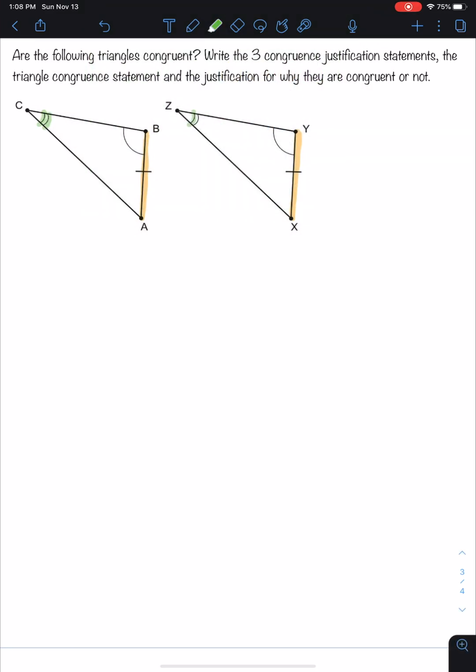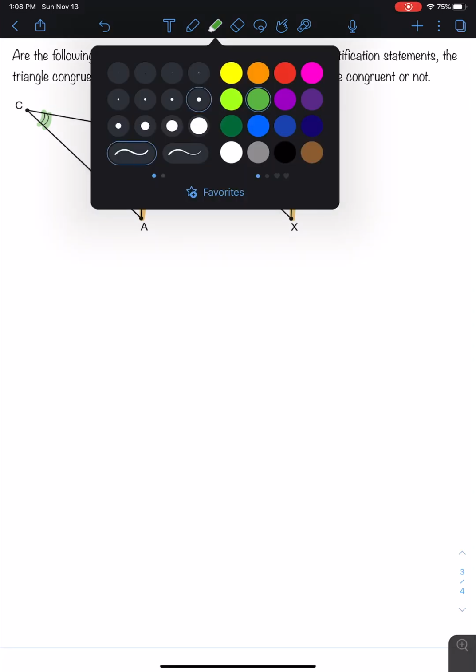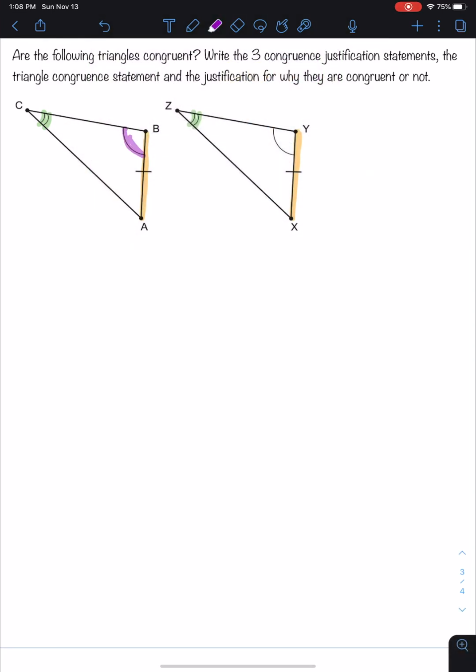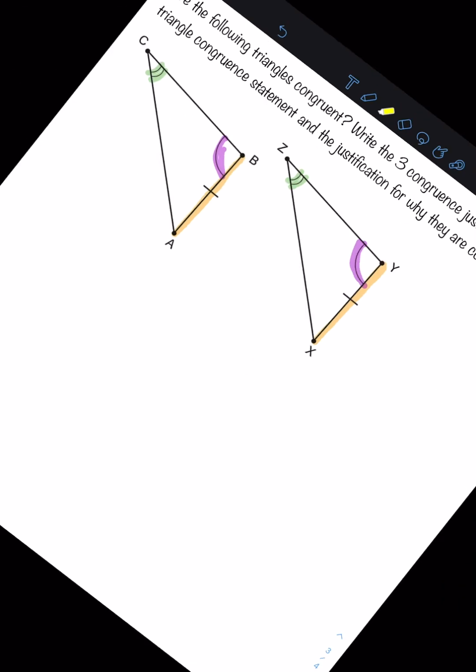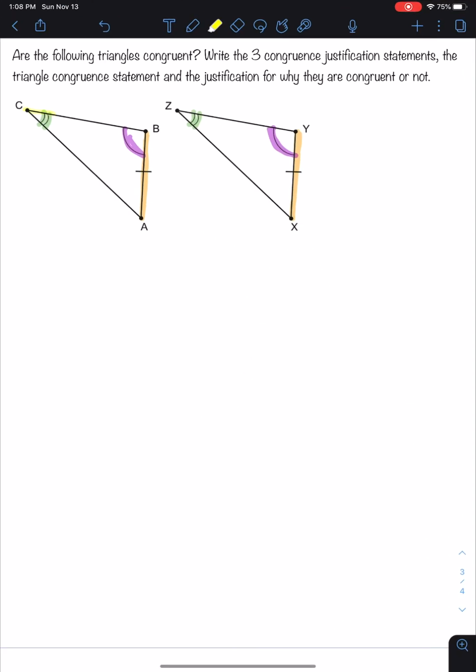So angle C with angle Z, they have 2 tick marks, and then angle B with angle Y, where they have 1 tick mark. And we'll see here that the corresponding sides, the orange sides, are not in between the green and purple angles. If it was directly in between, we would see a tick mark on sides BC and ZY, but we don't see any tick marks there.